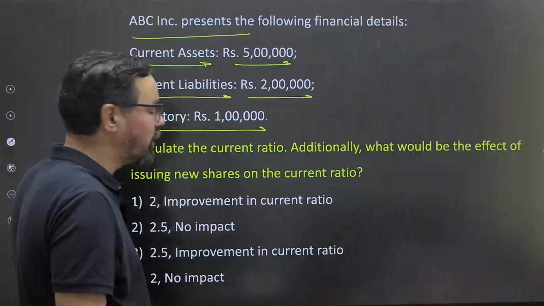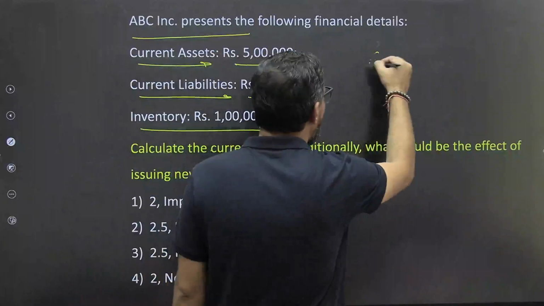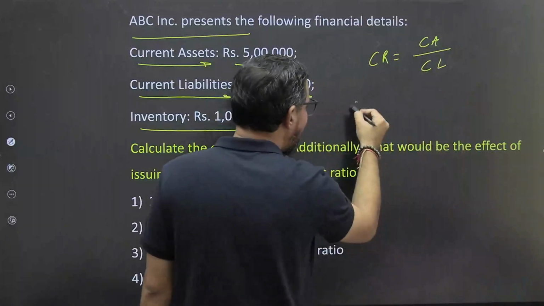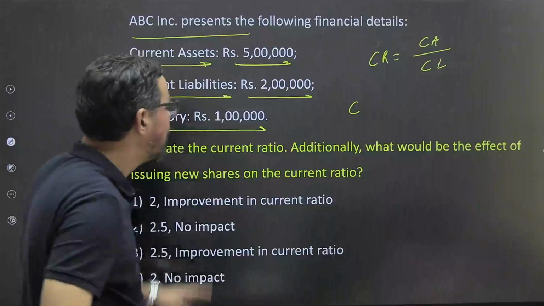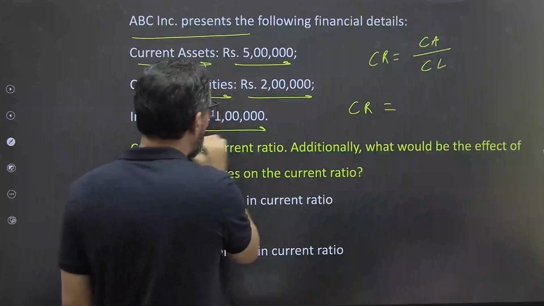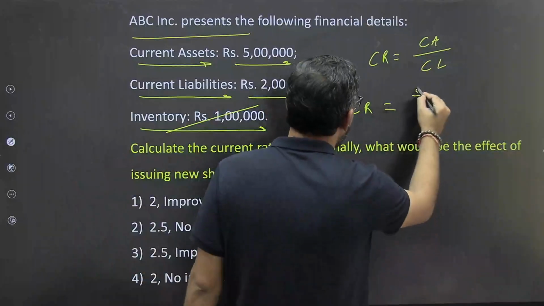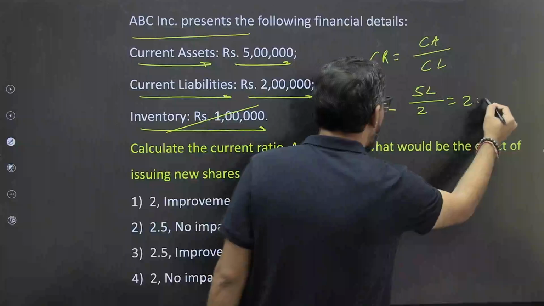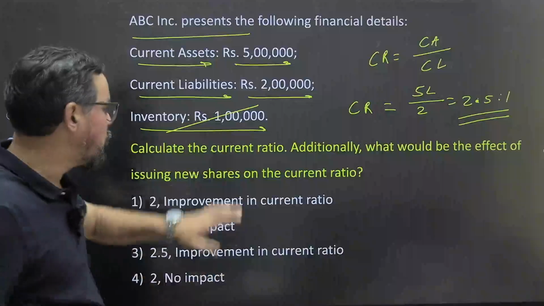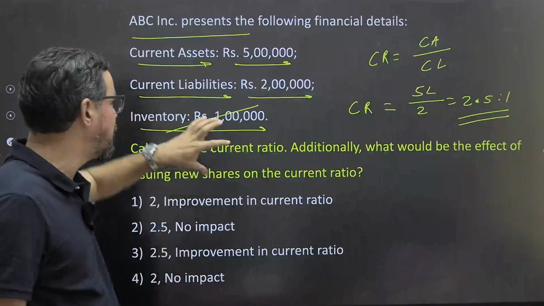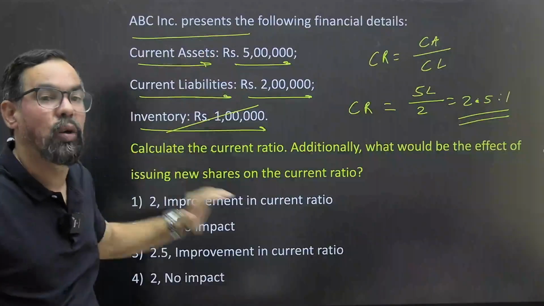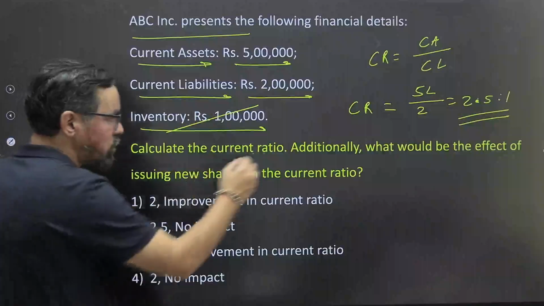So how do we calculate current ratio? Your current ratio is equal to current assets divided by current liabilities. Just avoid these numbers, this is just for creating confusion. 5 lakh divided by 2 lakh, so it is 2.5 is to 1. Sorry, 2.5 is to 1 is your current ratio. If it is quick ratio, you have to subtract this particular one. If they have already given current assets, that means inventory is part of it. So inventory or stock is part of current assets, but it is not part of quick assets, right? So the first answer is 2.5.